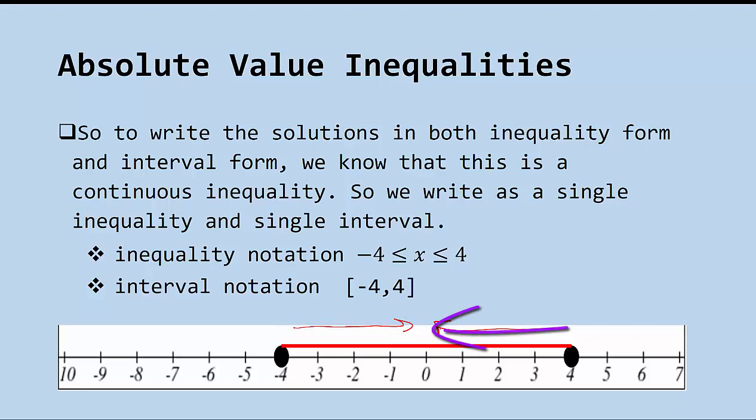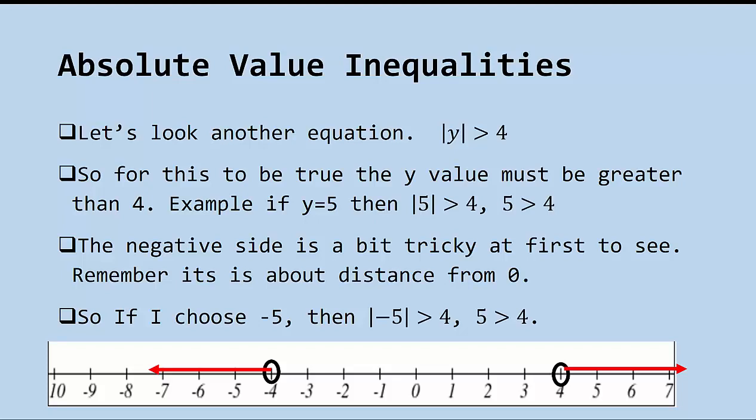So we have a single interval notation, negative 4, comma 4, and note I'm using the square brackets because this is a less than or equal to symbol. Let's look at another equation.